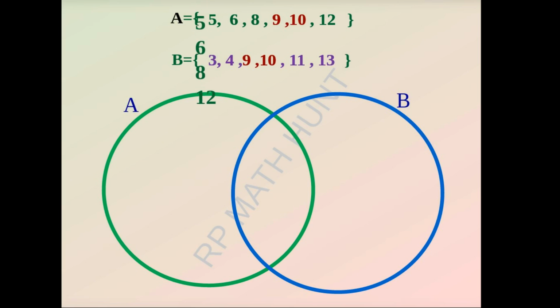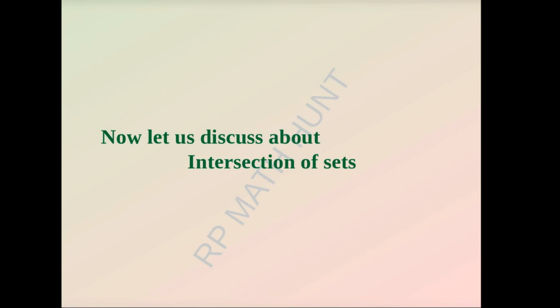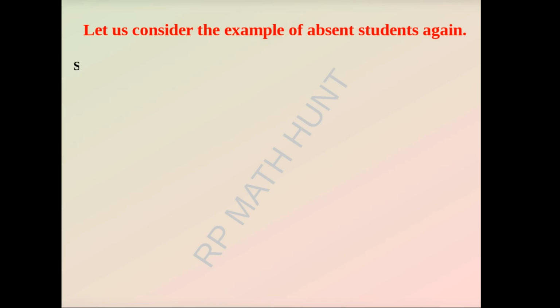Now the same sets in a Venn diagram. Observe carefully on the screen. The elements which belong to both A and B are written in the middle. Now let us discuss intersection of sets.